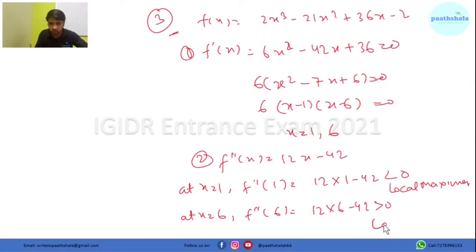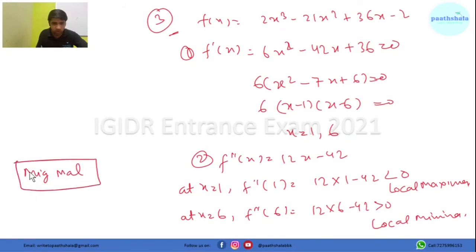Remember one thing, this is my trick, that is make mal. Here it denotes if it is greater than 0, it will be minima, and if it is less than 0, it will be maximum. So you can also remember it by using this code if you want.